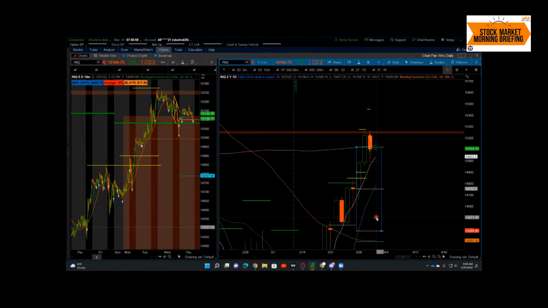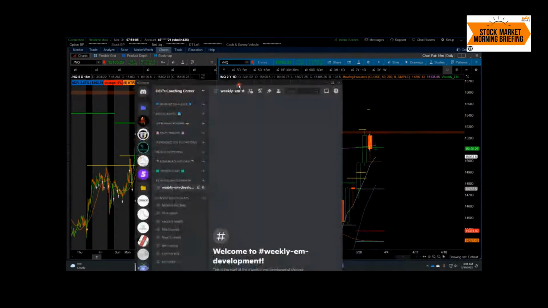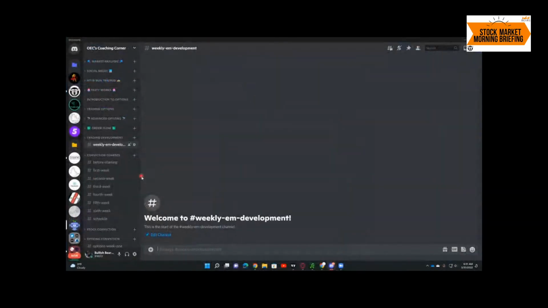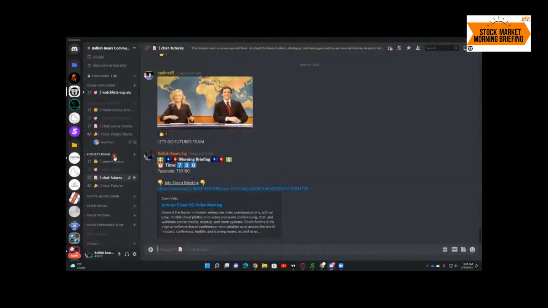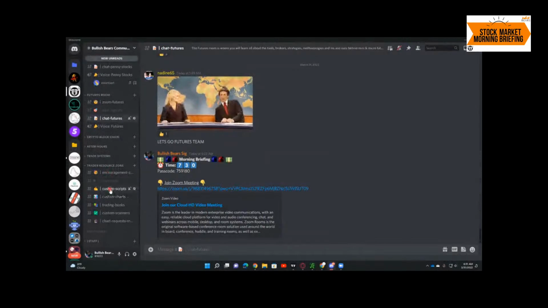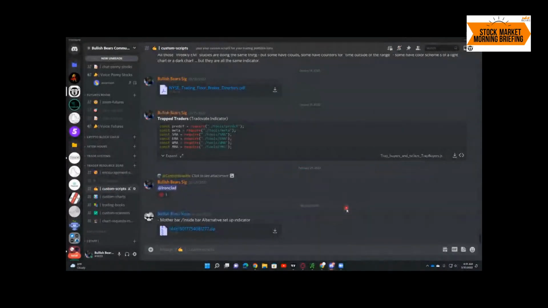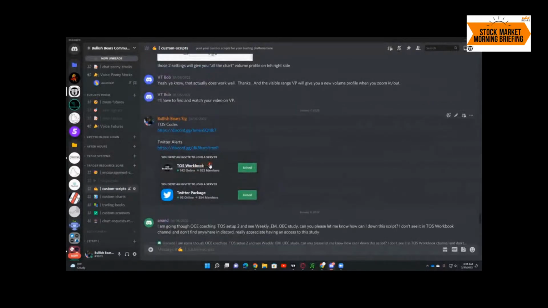I've seen a question about where to get this. It's in the Discord that I developed for sharing Thinkorswim indicators. You get to that place by following the link in the bullish bears. So if you were to go to the trader's resource zone, scroll down to custom scripts in this channel, there is a Discord invite to the Thinkorswim workbook.